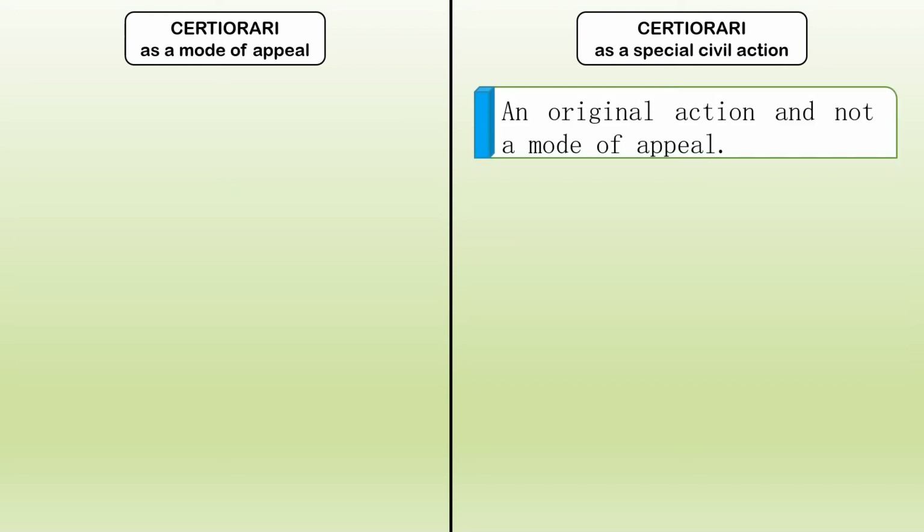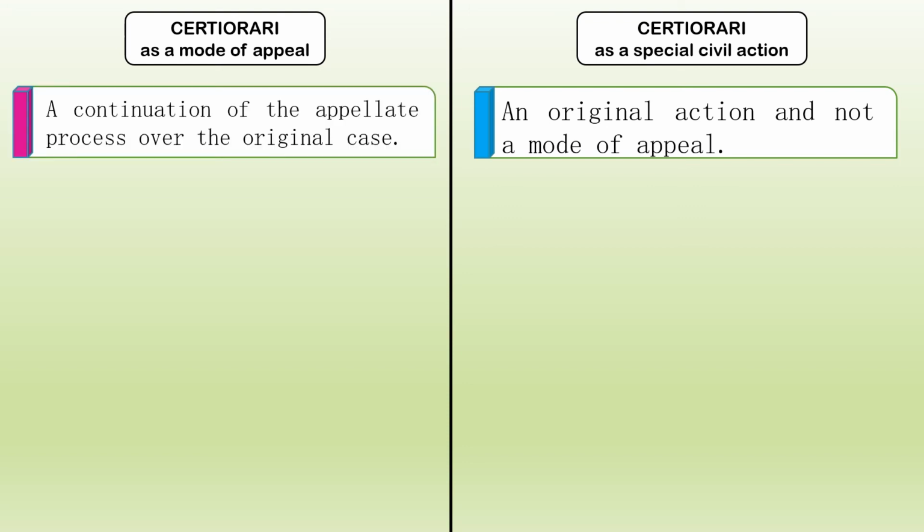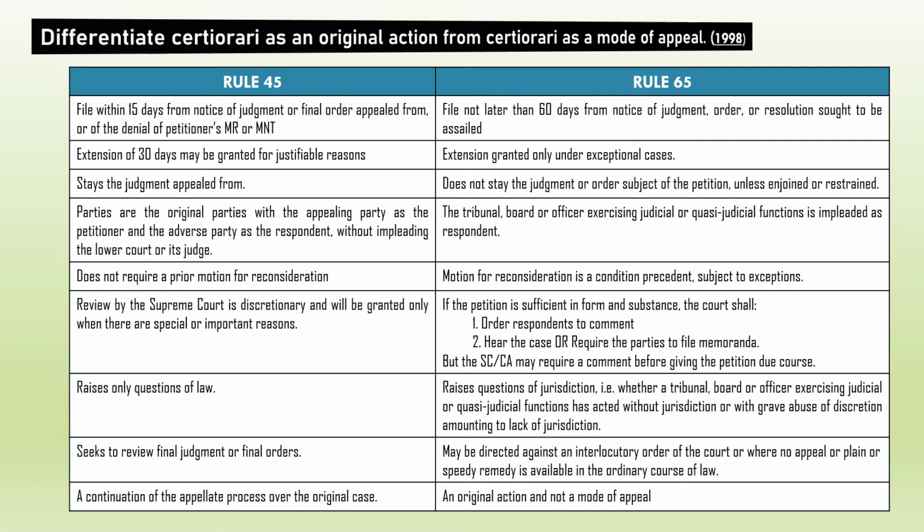Last distinction, remember that your Rule 65 is an original action. It is not a mode of appeal. In fact, it is a special civil action. How about your Rule 45? Your Rule 45 is a continuation of the appellate process over the original case. So here is a summary of what we have discussed. Ito din, palaging tinatanong sa bar exams. Differentiate Rule 45 from Rule 65, and better if you can memorize 3 or 5. You start with the grounds and then the period and then what is the effect if you are going to file Rule 45 and Rule 65.